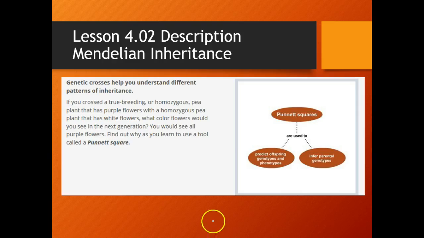Here's a general overview of what we'll be going over in this lesson. We're going to be focusing on the concept of Punnett squares and how they are used to predict offspring genotypes and phenotypes. Both of these things we will define. And they're also used to infer parental genotypes as well. So we can predict future offspring, and we can also try to figure out what genes a certain parent has as well.